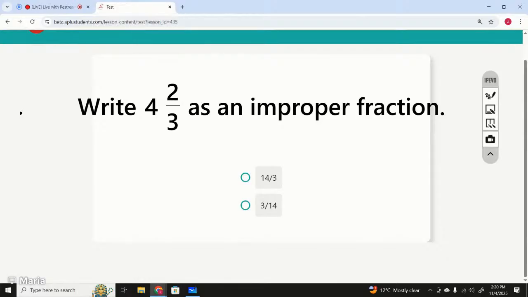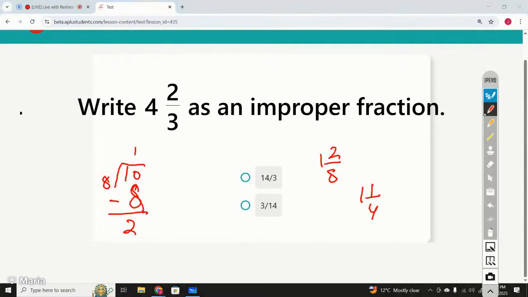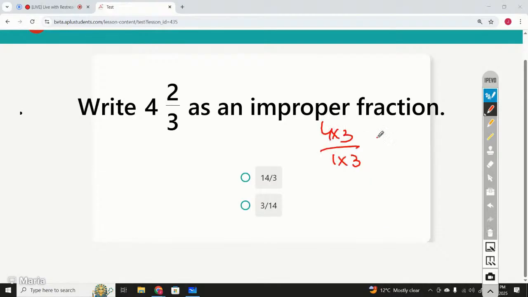Write 4 whole 2 by 3 as an improper fraction. So multiply the whole number by the denominator. The denominator is 3. We have to do 4 times 3 divided by 1 times 3. 4 times 3 is 12. 12 by 3 it is, and we already have a fractional part, that is 2 by 3. So the correct option is 14 by 3. Option number 1 is the correct option.